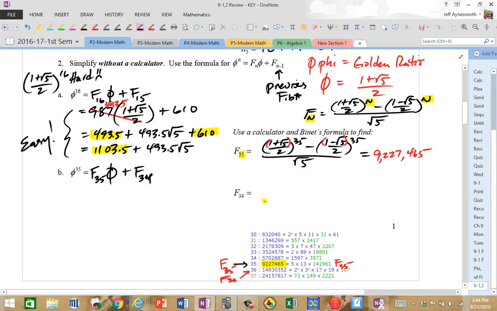Let's verify. Excuse me, I don't need F36. I need F34. So let me erase that. The one above it. Okay. Why? Because it's the previous one. So let me write it out. So let's use Binet's formula first. So it's 1 plus the square root of 5 divided by 2 to the 34th minus 1 minus the square root of 5 divided by 2 to the 34th, divided by root 5. You have to divide it by root 5, otherwise you're not going to get the right answer.